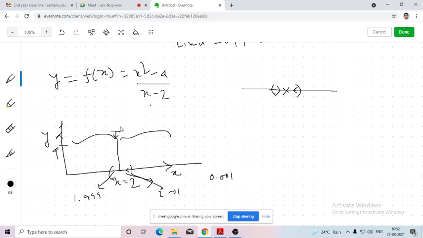But this value will be very near to 4. That means 4.0001, 4.011, 4.12, like that. That means if I approach 2 from the greater values, from the right hand side, then we will be finding that the functional values will be approaching 4 from the greater values of 4.